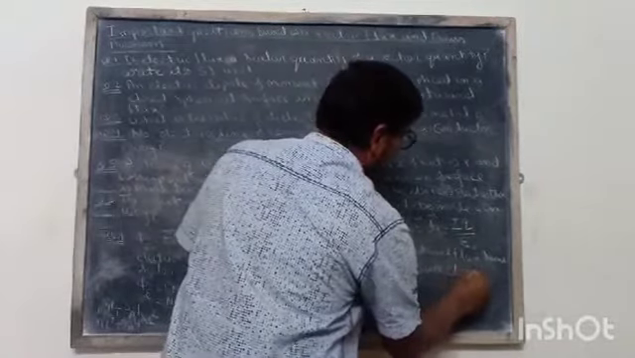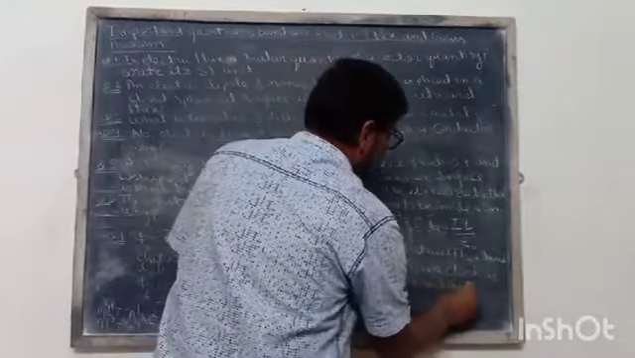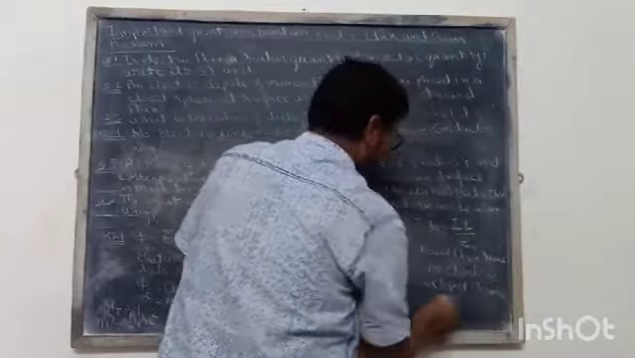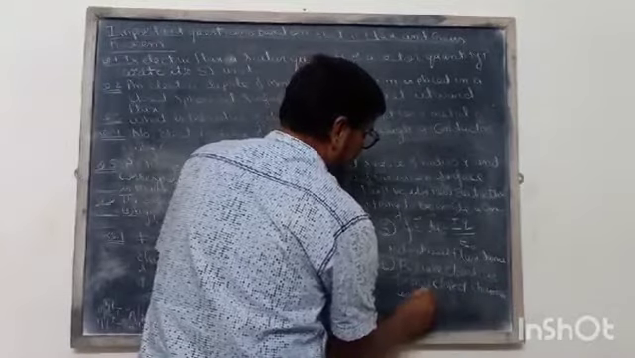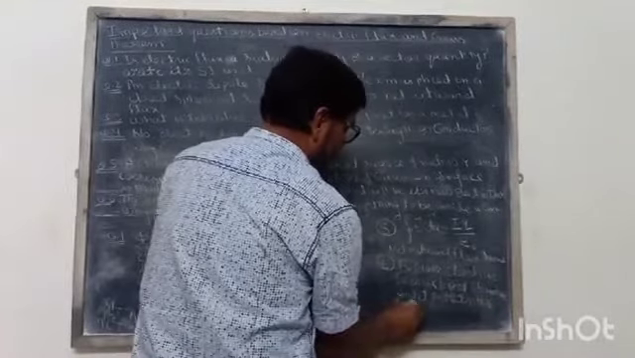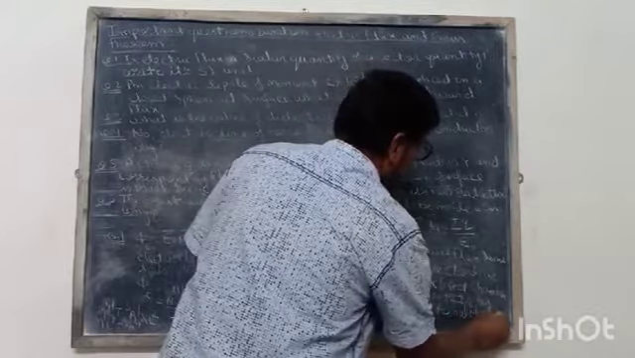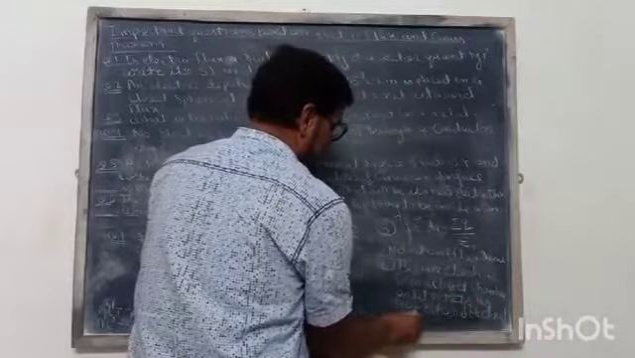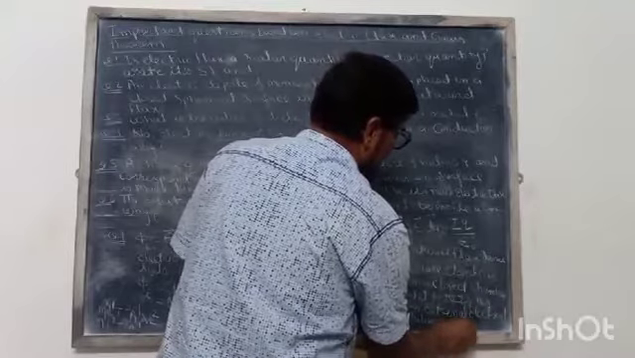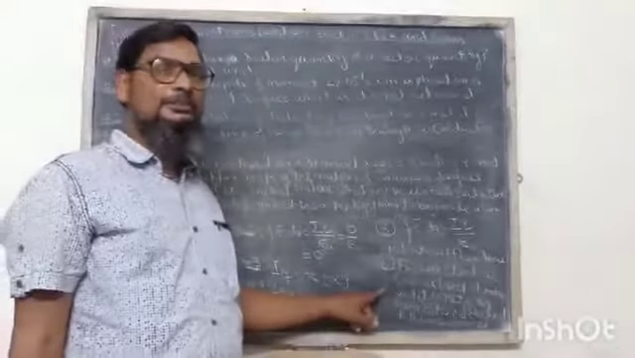So the car is the safest place because a closed car forms a closed chamber, and it protects us from external electrical disturbances like lightning or thunder, etc. So this is the answer to question number 6.